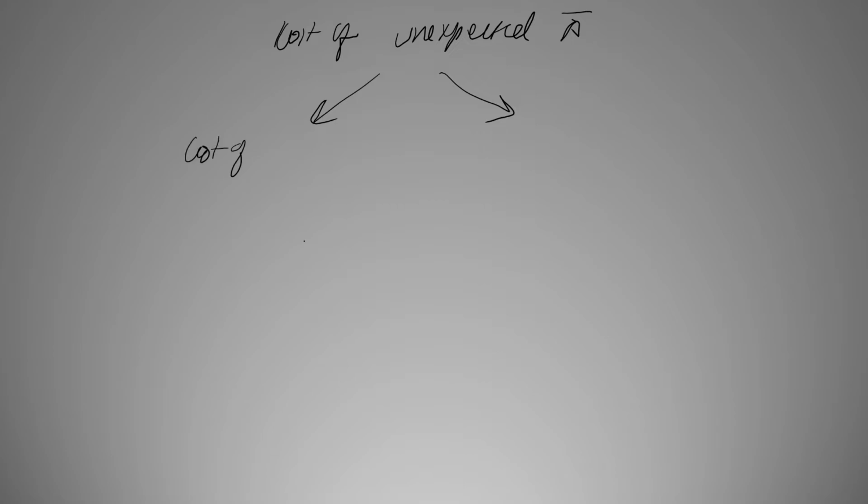Hello everyone, in this video we'll be talking about the cost of unexpected inflation. There are two types of costs that we have to incur over here. It's the cost of decision making and the effect on wealth distributors.